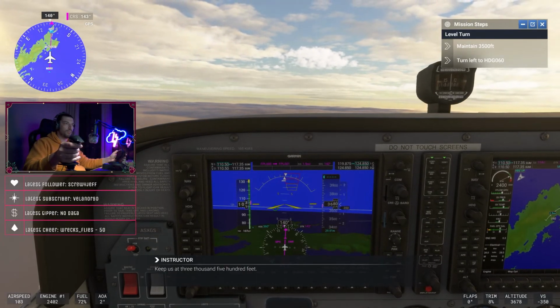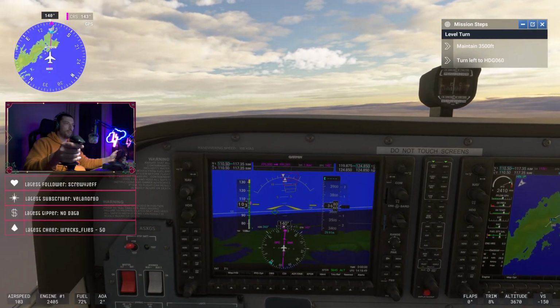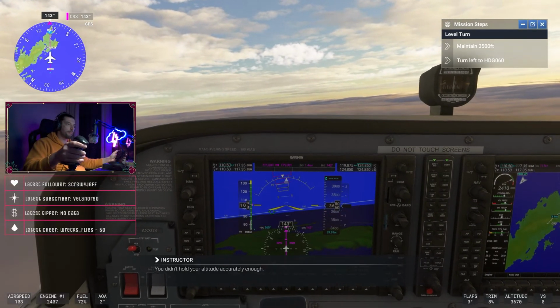Keep us at 3,500 feet. 3,500, look where the purple thing is. I don't know what's your altitude accurately enough.